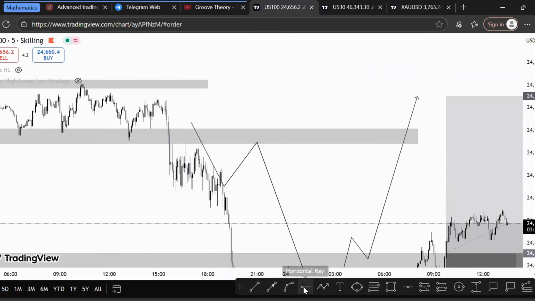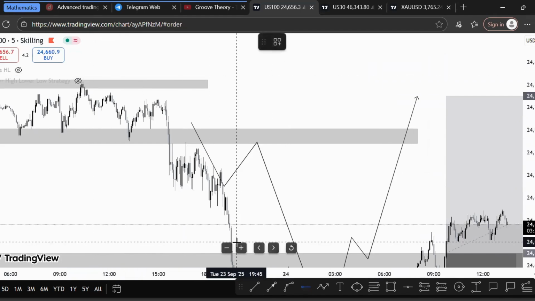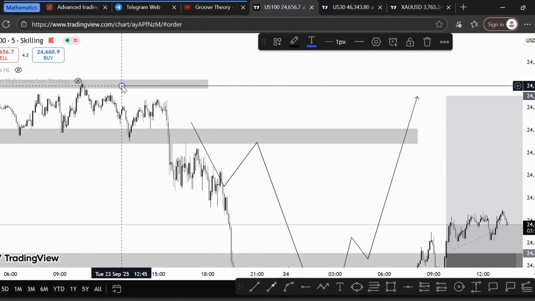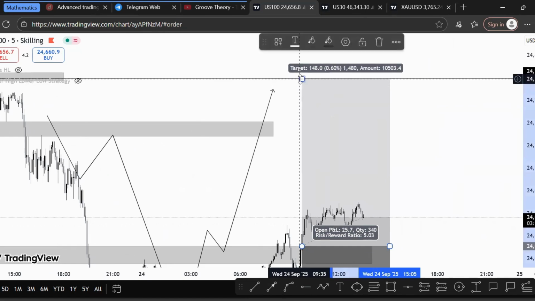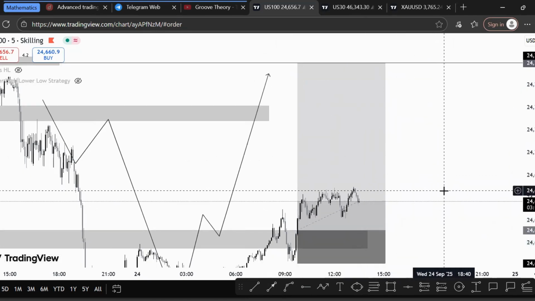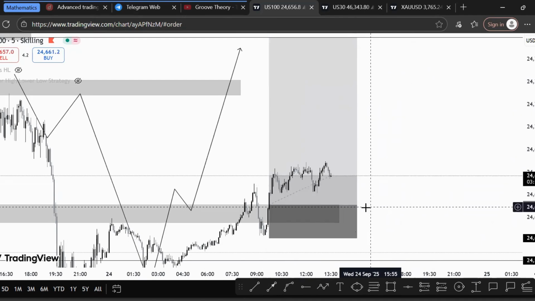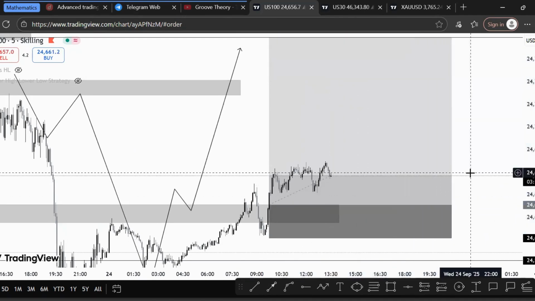So this would be our take profit here. Our take profit would be at this highest. It's actually 1:5. Yes, I was wondering. Yeah, it's actually a 1:5 trade. So we'll be looking to make that 1:5 on this trade.